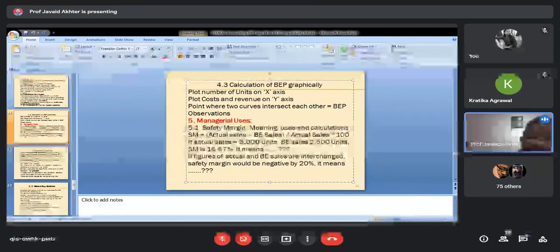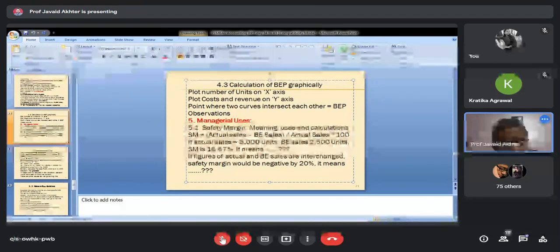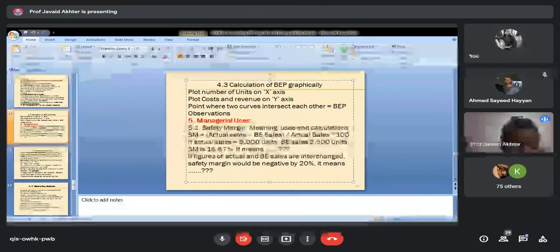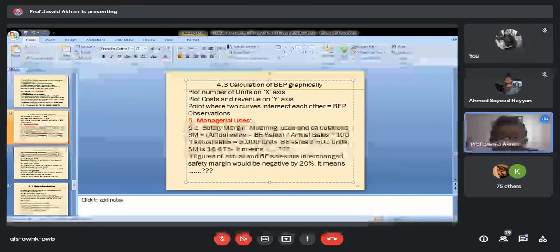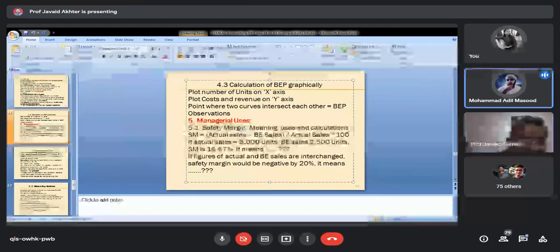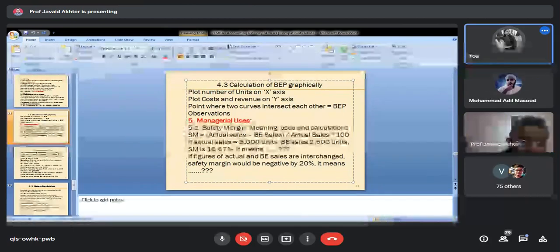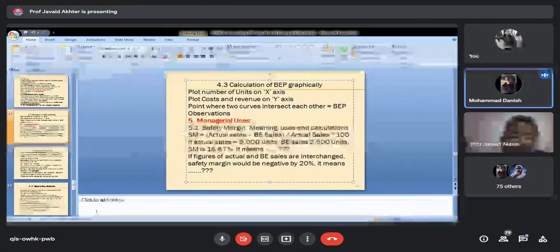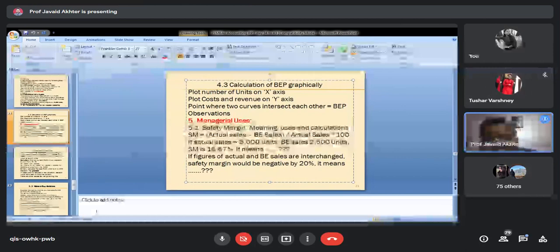There is no limit, isn't it? There is no limit to the safety margin. Your break even is 100 and you are selling 1 lakh. So in terms of units, your safety margin is 99,900 units. What will it be in percentage? So there is no limit for these things, but mathematically we can calculate and verify.